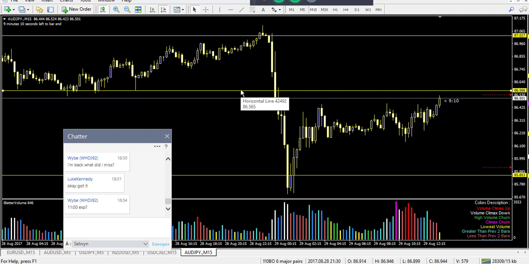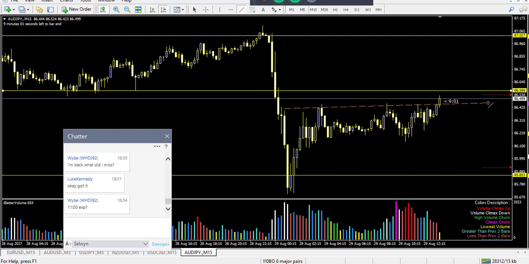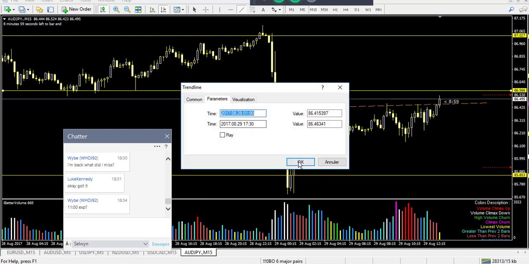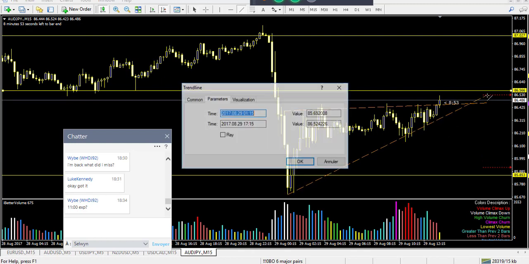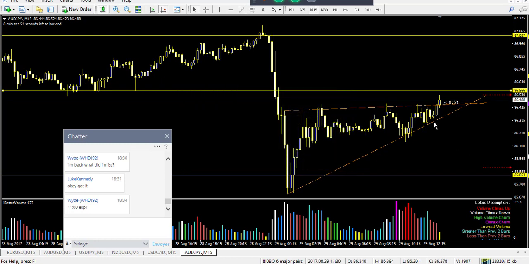Also, what can you see on your chart? You can see a triangle forming right here. Yeah, exactly right now, this candle looks like a breakout from the triangle. A triangle is a congestion that is not really horizontal, and this congestion is like an accumulation of power.